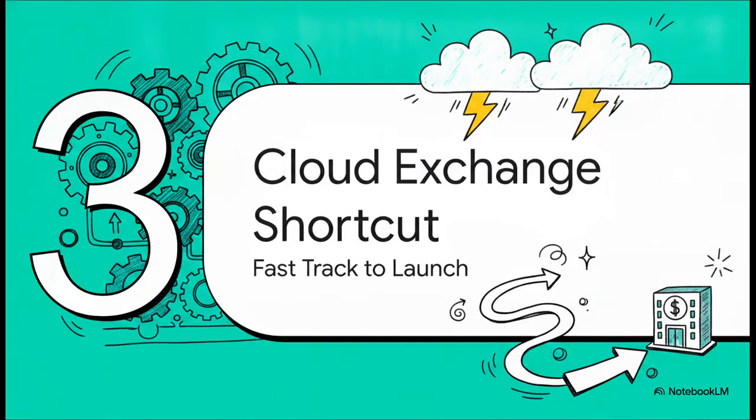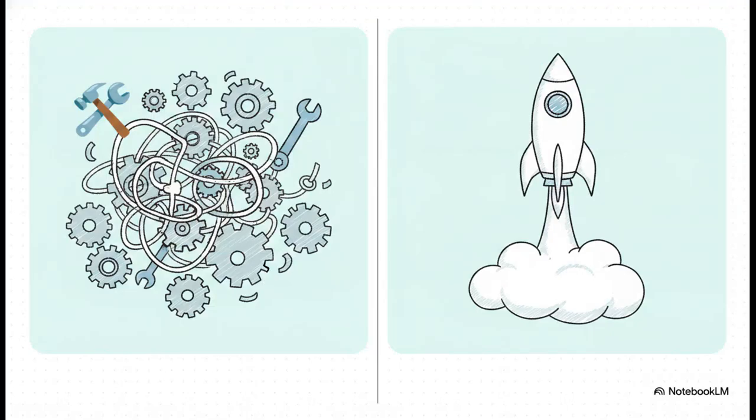All right, Section 3, the cloud exchange shortcut. If building all of that from scratch sounds completely exhausting, well, yeah, it really is. So let's contrast the two main paths for founders here. On the left, you've got the do-it-yourself open source route, using custom architecture from experts like Dapfort. Now, this gives you ultimate control, absolutely, but it requires deep technical capability, intensive coding, and heavy infrastructure management.